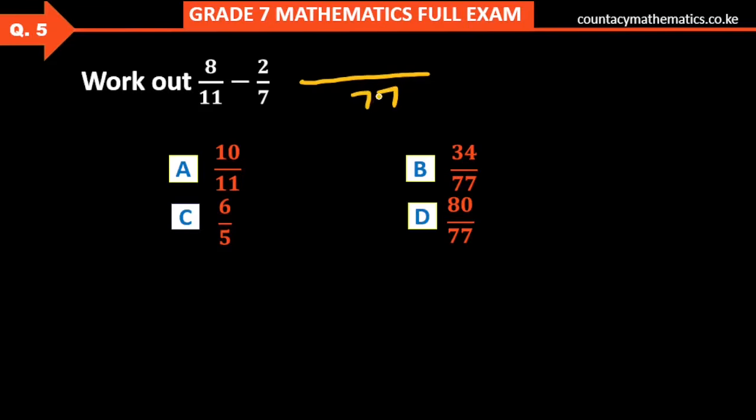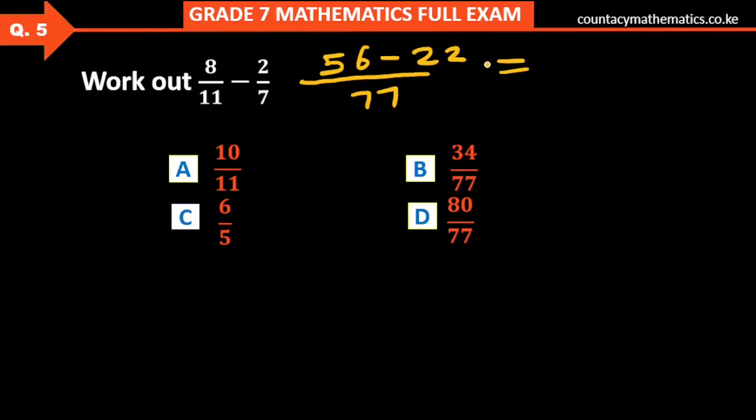So we have 77 divided by 11, that is going to give us 7, and then we pick that 7 and multiply by 8. What is 7 times 8? That is going to give you 56. And then you minus, we have 77 divided by 7, that is going to give you 11, and then you multiply 11 by 2, that is going to give you 22.